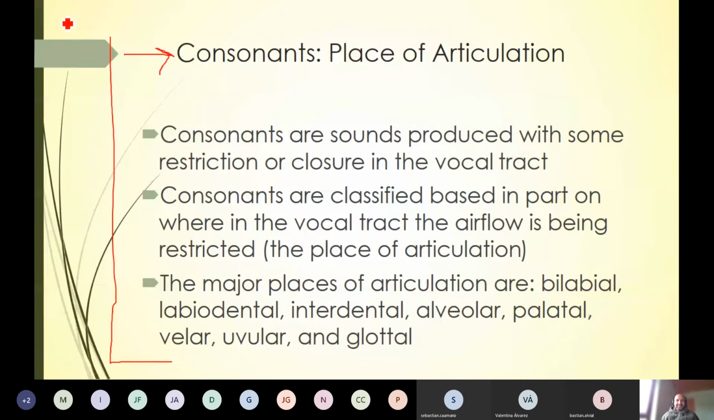Thank you so much, Sebastián. So if you remember, vowels are not produced with restriction or closure in the vocal tract. Vowels are, in general, modulated by the lips, the tongue, but there's no restriction, as it happens with the consonant sounds. The consonant sounds are articulated with some restriction or something affecting the airflow coming from the lungs, right?